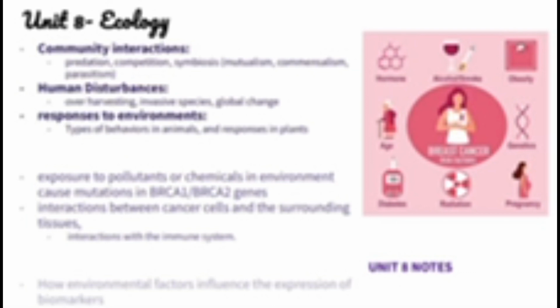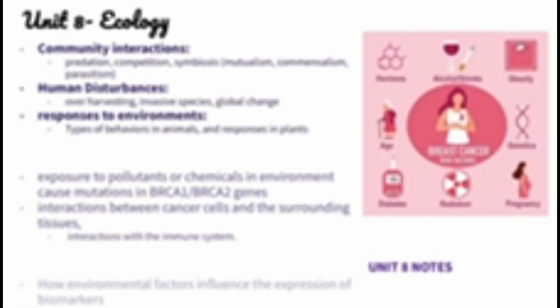There are human disturbances, which are over-harvesting, invasive species, and global change. People over-harvest, and that leads to the ecologies and the niches changing dramatically. People bring invasive species to different places, and they invade and reproduce really quickly and change the niche as well. And then there are global changes like pollution and greenhouse gases. There are also responses to the environment: the types of behaviors in animals, and the responses in plants.